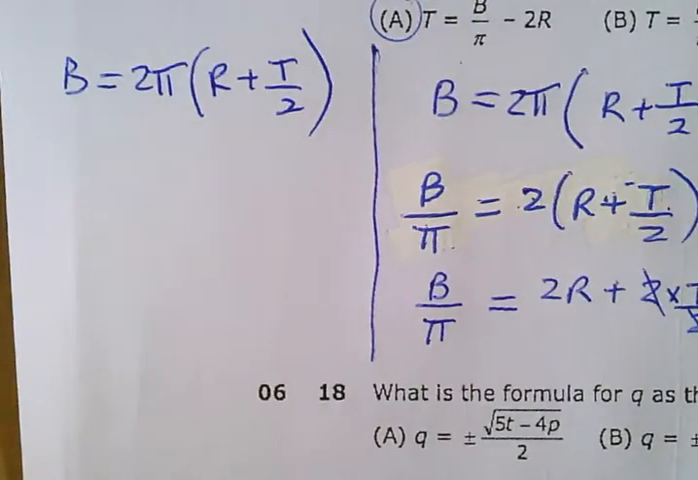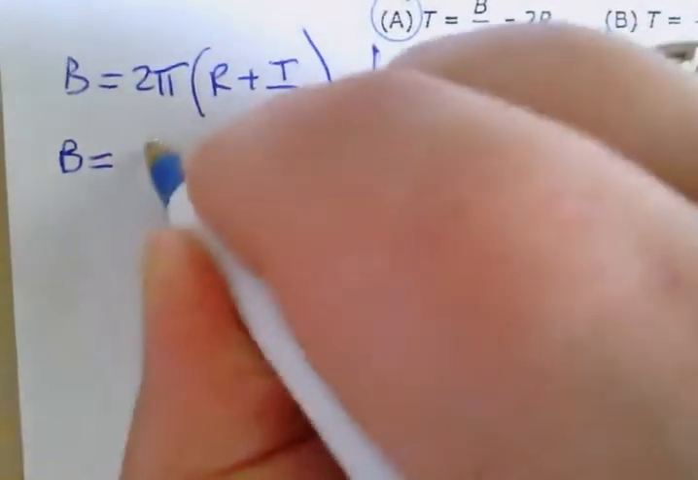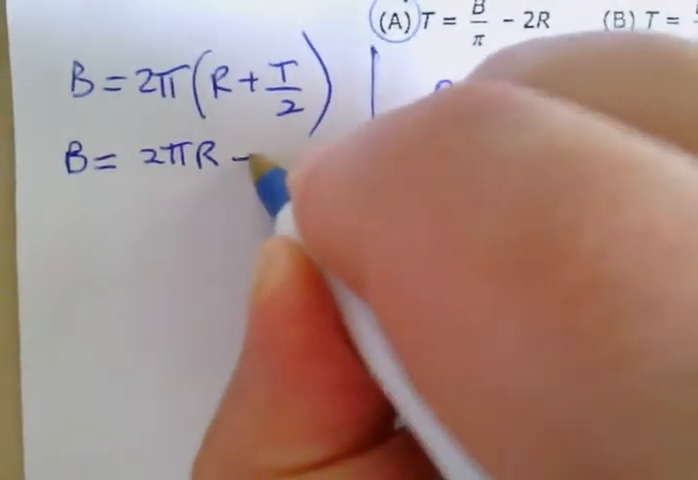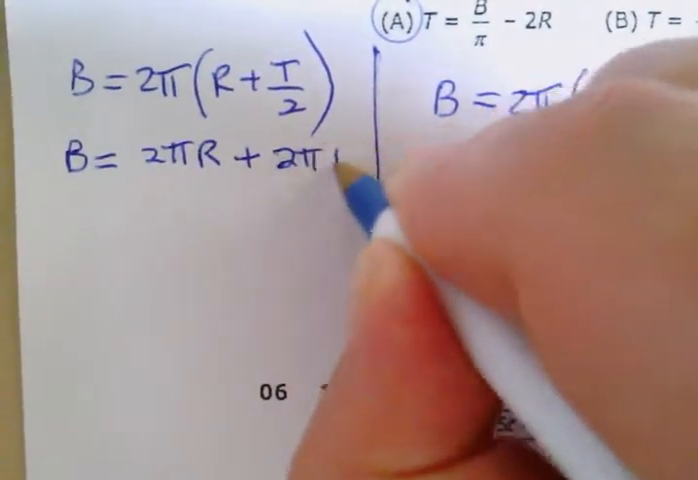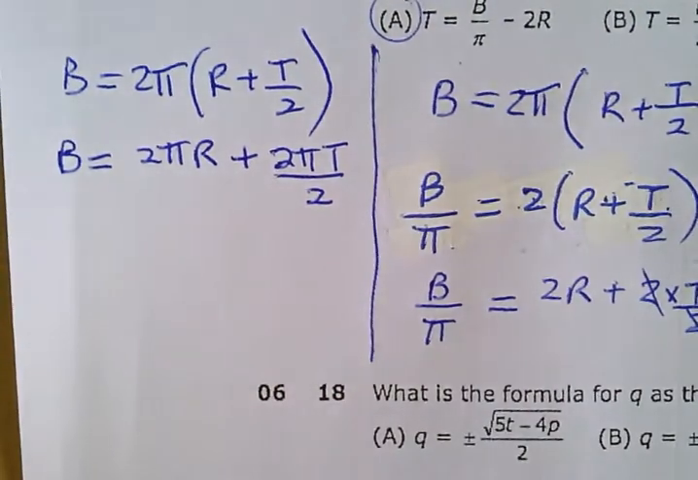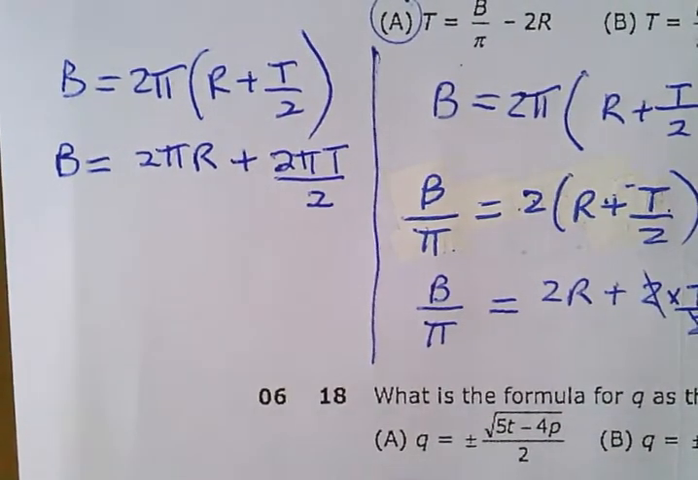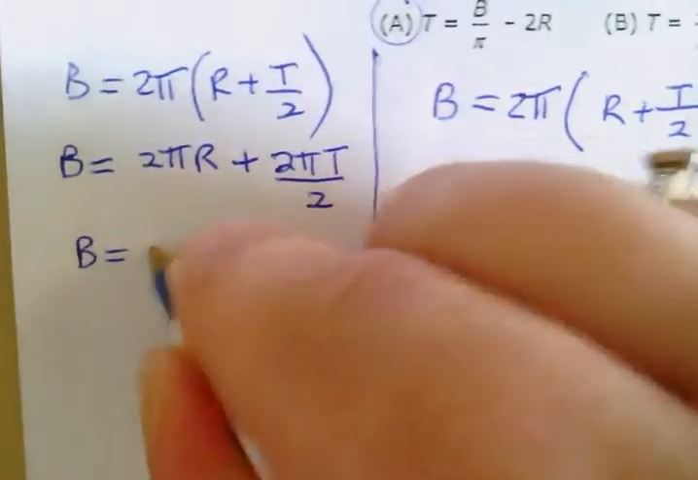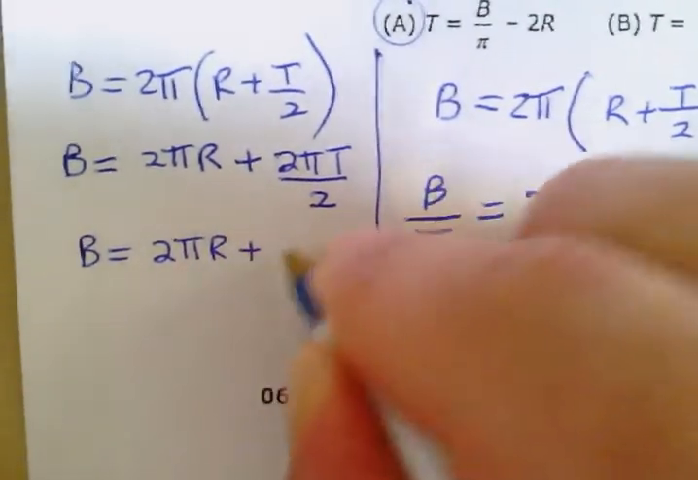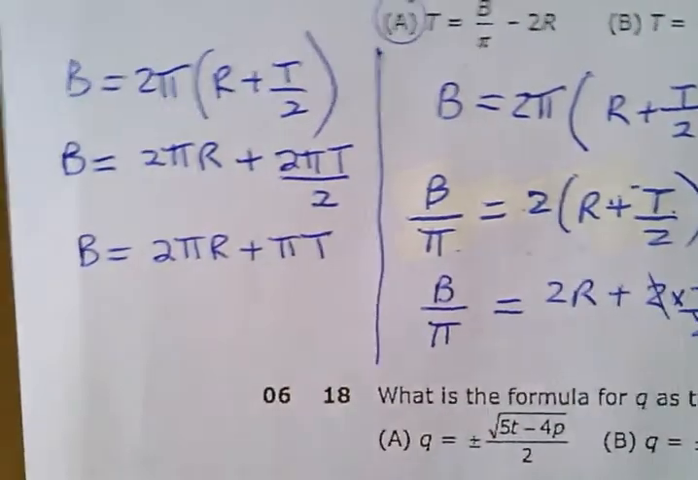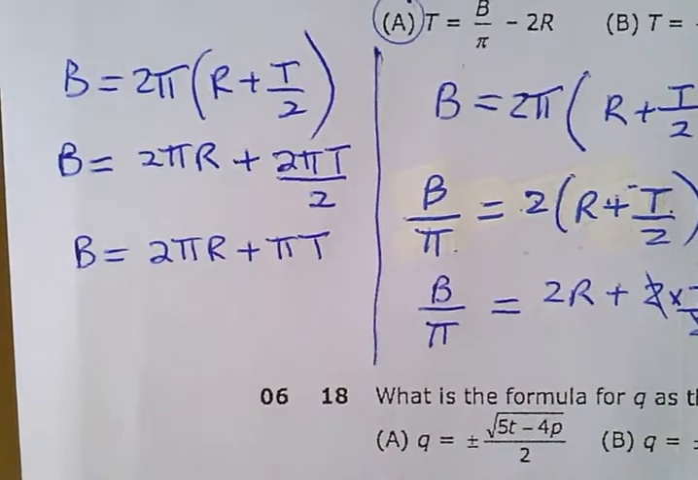This is what we would have got. b equals 2 pi r, if I expand, plus 2 pi t over 2. Are you okay with that? If we expanded, which is b equals 2 pi r plus pi t. Now, we need to make t the subject.